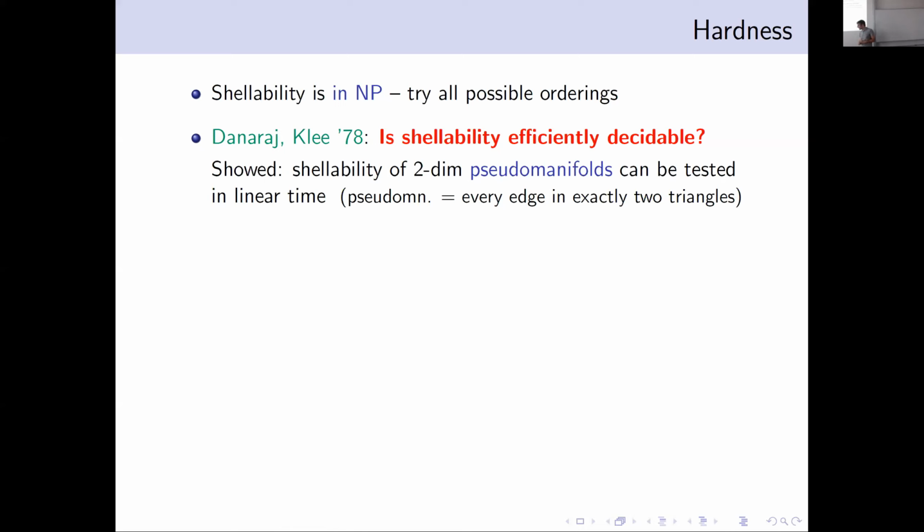For the abstract, yeah, it's NP complete, true. But at least in dimension two, nothing is lost. If I have a pseudo manifold, then I can actually test the shellability in linear time. So basically by a greedy algorithm, I start and I glue and I'm guaranteed to succeed.